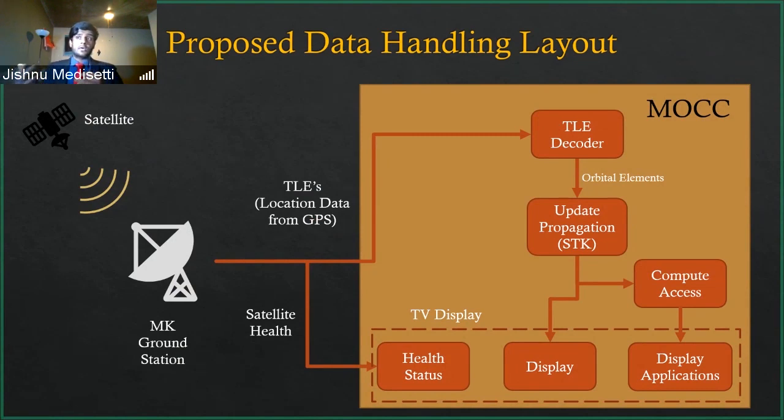From STK, we can also compute something called access. And what access lets us figure out is what the time intervals are where our ground station antennas can pick up our satellite. So when is this going to happen and for how long? And that's really important for scheduling passes and also for some of our other visualizations. And these get fed, again, directly to our TV display. Our satellite health gets fed directly to our health status display apps.